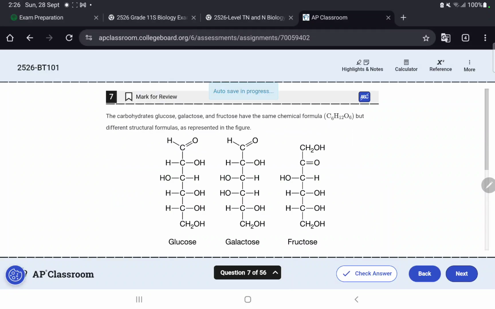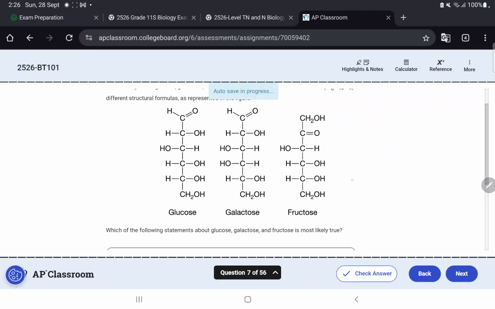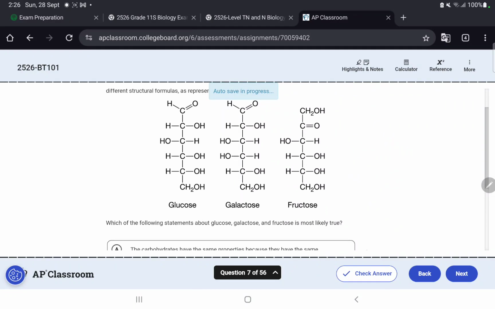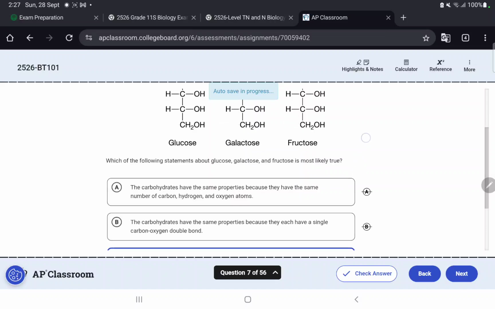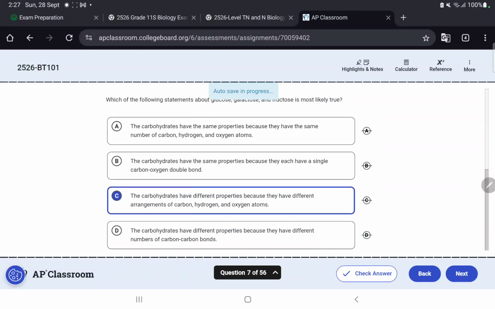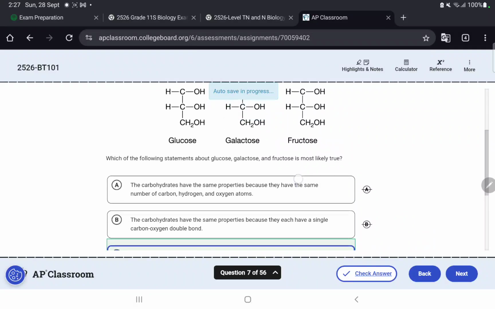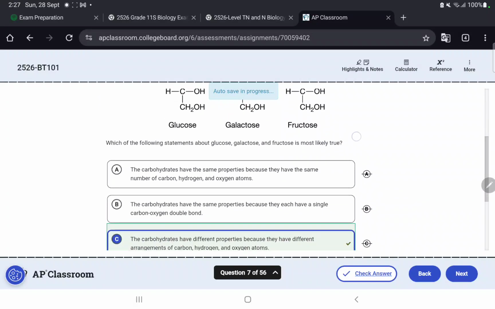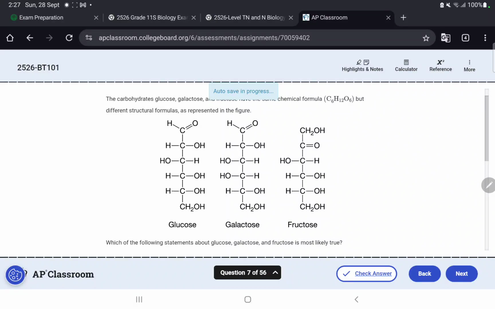The carbohydrates glucose, galactose, and fructose have the same chemical formula. But even if they have the same chemical formula, they have different structural formulas. They don't all look the same. If you look closely, there are some subtle differences, but these subtle differences make a big difference to the properties. So they have different arrangements, and since they have different arrangements of carbon, hydrogen, and oxygen, they have different properties.